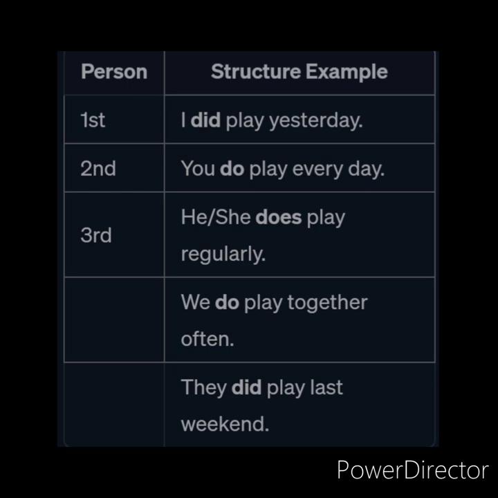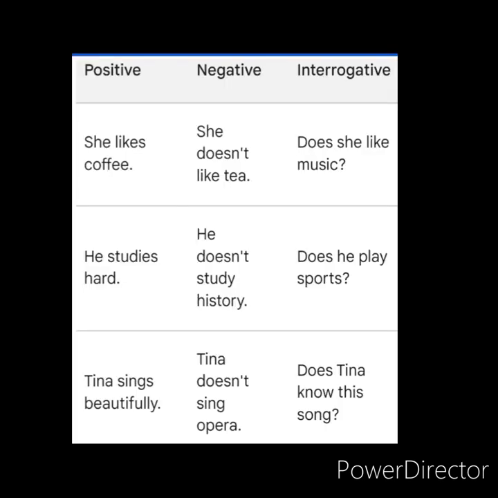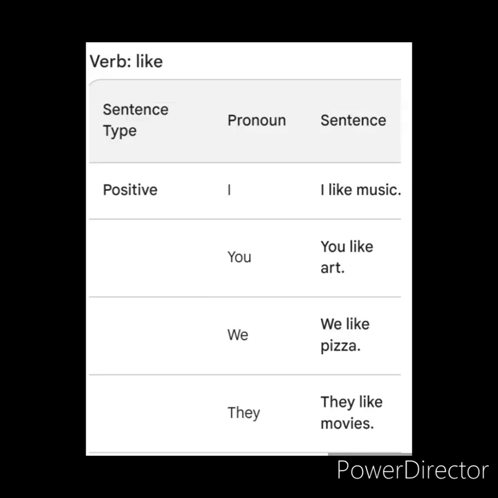Here is an example sentence in the table highlighting the structure of does, do, and did with the base form play. This table illustrates how did, do, and does are used with the base form play across different persons. Let us review the positive, negative, and interrogative sentences with does, do, and didn't. Let's start. Verb like is used in this table. I like music, you like art, we like pizza, they like movies.